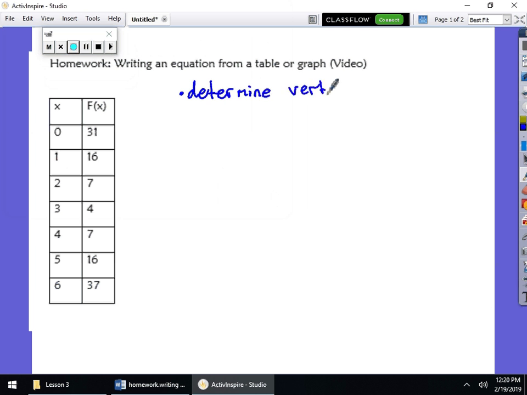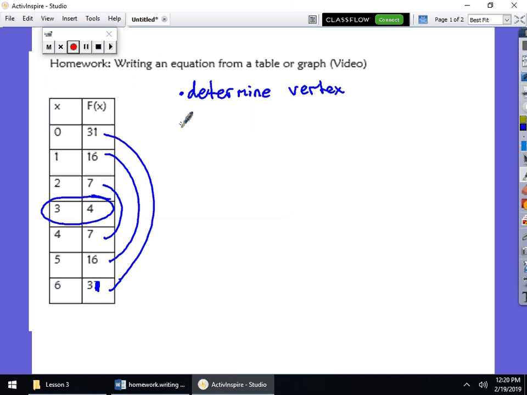And with the quadratic equation, if you notice that the 7's match up, 16 matches, and this should actually be 31, not 37. So these all match up. So the vertex is going to be right in the middle. It doesn't have a pair because it's the turning point. So we determine the vertex. The vertex is 3, 4. So we have our vertex.